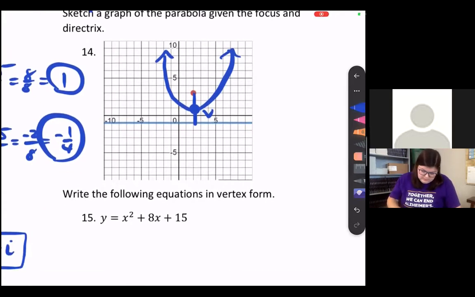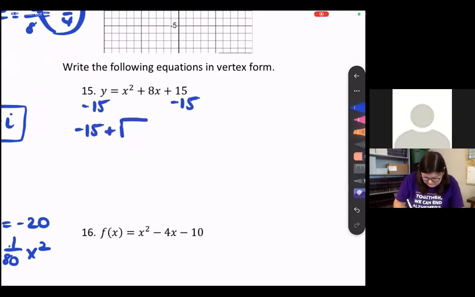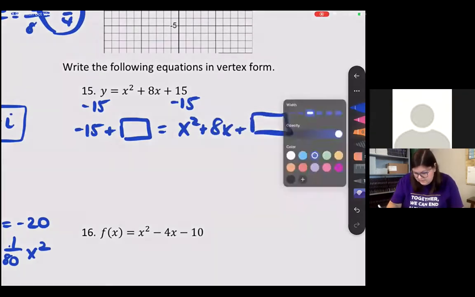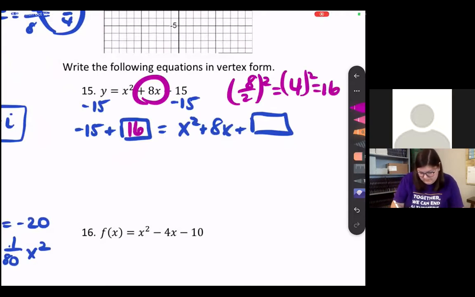Okay. Number 15 and 16, you are completing the square. So remember to do this. You first subtract that extra number off to the side, you add in a box. I need to complete that square. To figure out what goes in the box, we are taking our b value, 8, divide it by 2, and then square it. 8 divided by 2 is 4. 4 squared is 16, so 16 goes in the box.